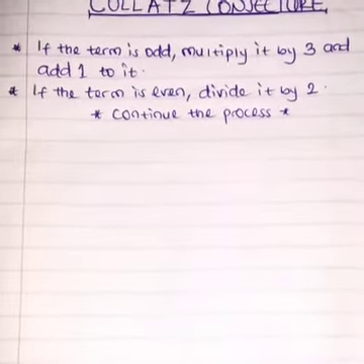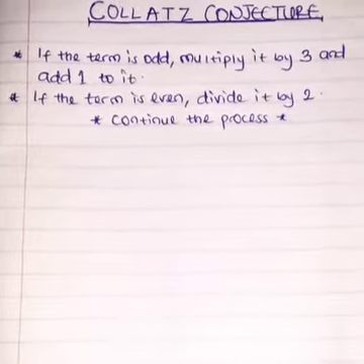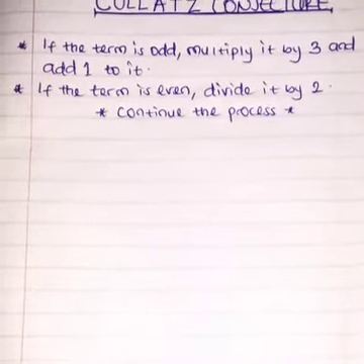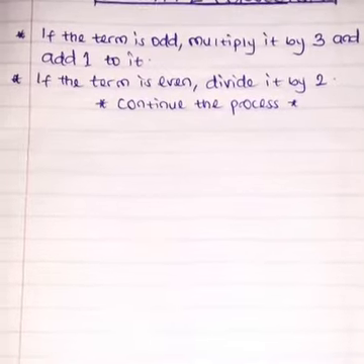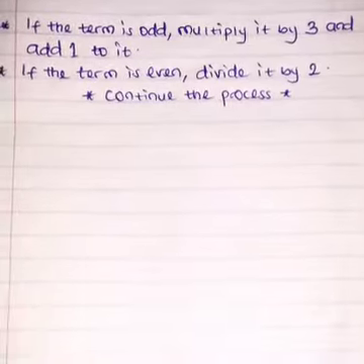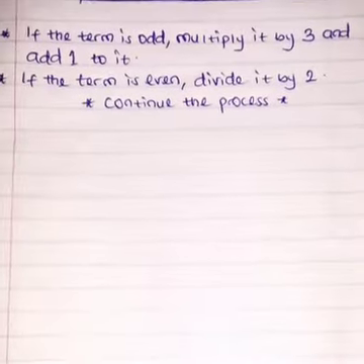We have two key points here. If the term is odd, multiply it by 3 and add 1 to it. If the term is even, divide it by 2. So you will continue the process. You will find out that for every positive integer, the outcome is always 1.